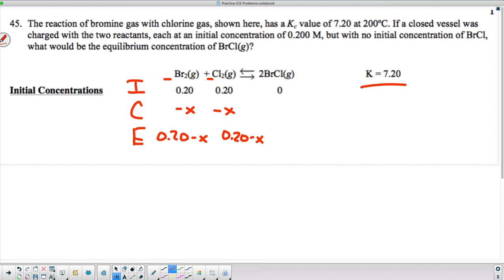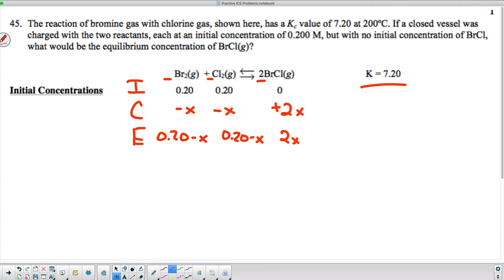Now, on the other side for the product, I'm always going to be adding x, but in this case here with the coefficient, it's actually going to be 2x. And since 0 plus 2x equals 2x, then my equilibrium concentration for BrCl is going to be 2x.